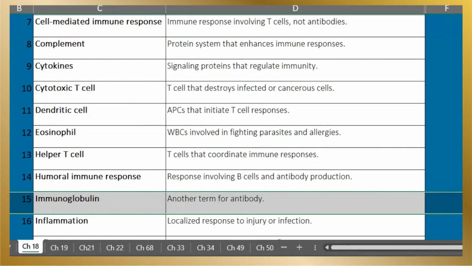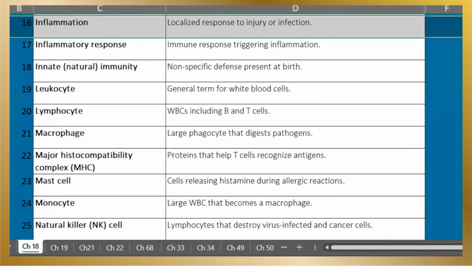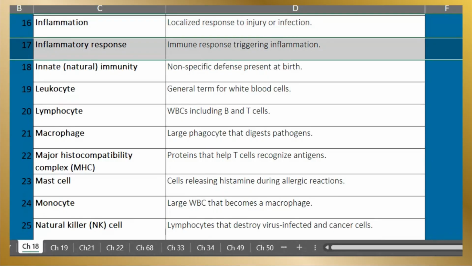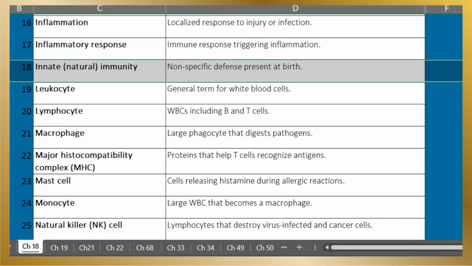Inflammation, localized response to injury or infection. Here we have redness and swelling after a cut. And down the page, we have the inflammation. We said the inflammatory response, immune response triggering inflammation involves histamine and prostaglandins.